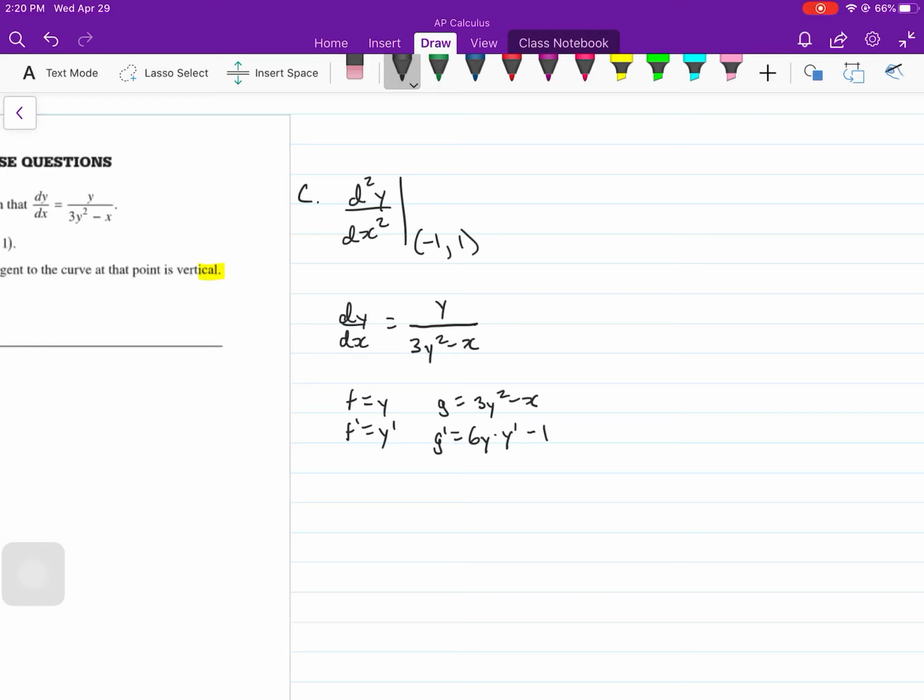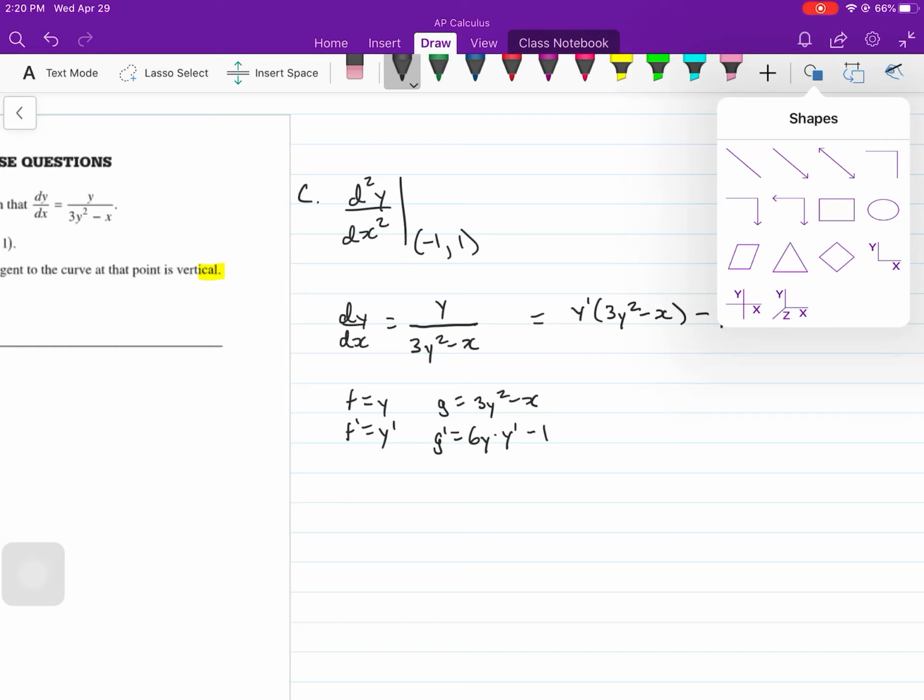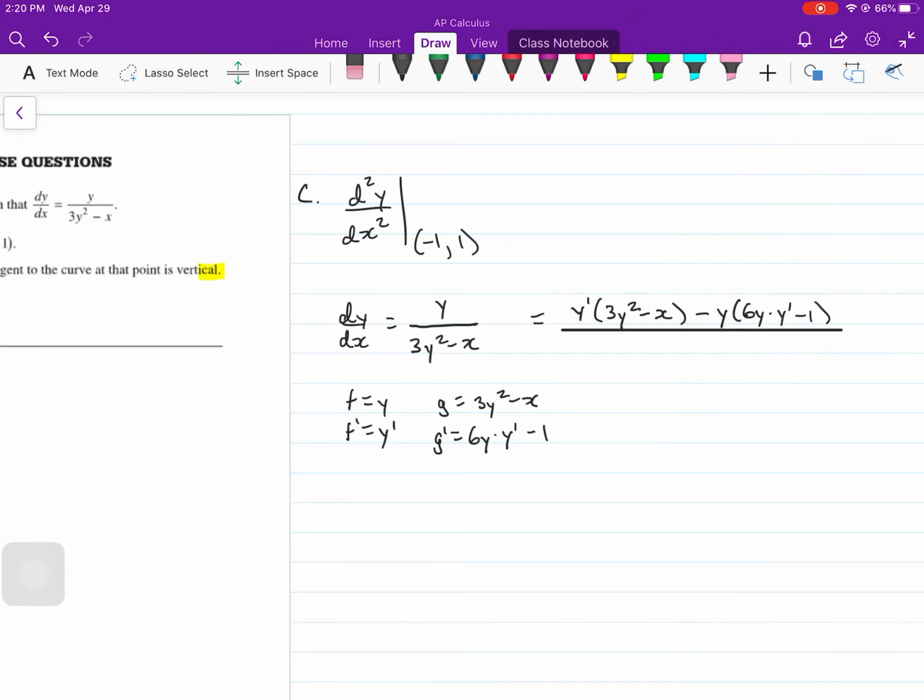because it's dx/dx. So running that through the quotient rule, we will have f prime times g, so we're going to have y prime times 3y squared minus x, minus f times g prime, so that's minus y times 6y times y prime minus 1. And then all of this over g squared, which is 3y squared minus x squared.